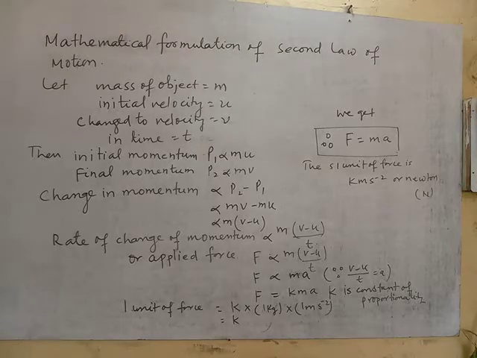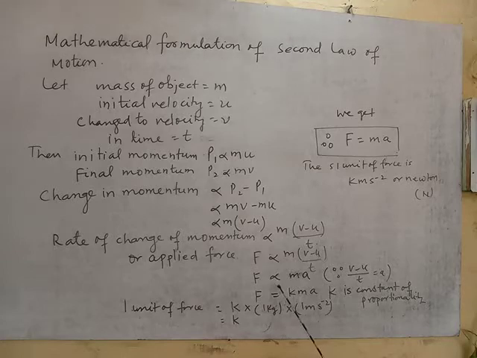The rate of change of momentum is known as the applied force. So F is proportional to m into a. Here a is equal to (v minus u) by t. This is the first equation of motion: (v minus u) by t is equal to a, where a is the acceleration, t is the time, v is the final velocity, and u is the initial velocity.